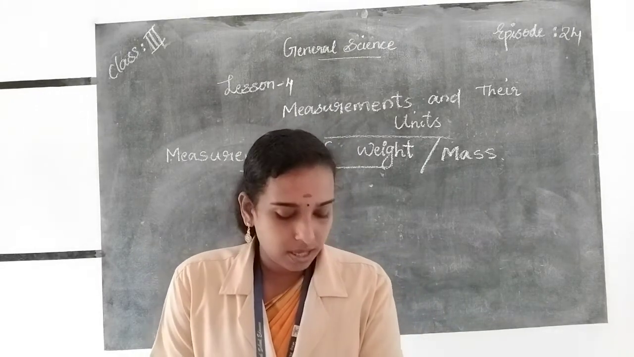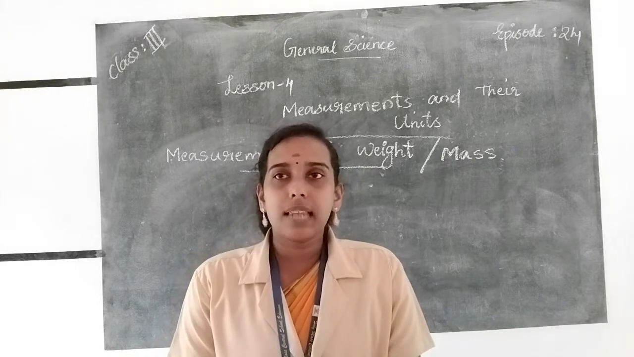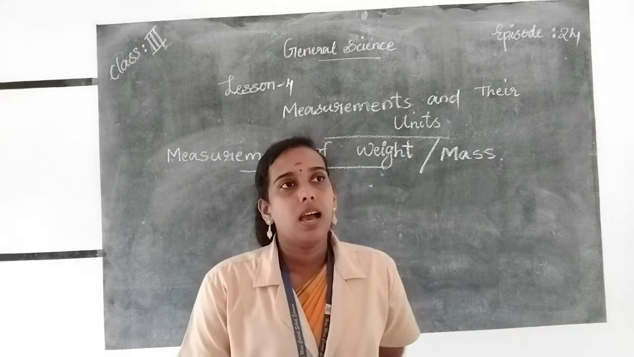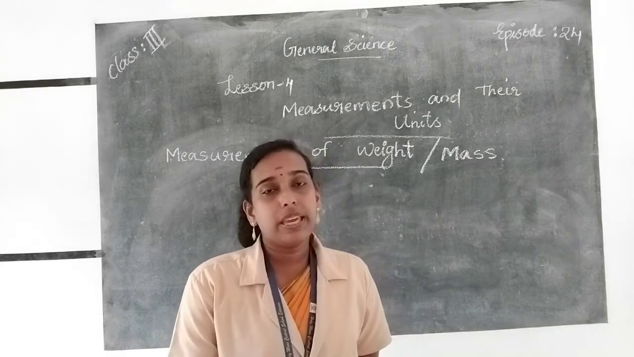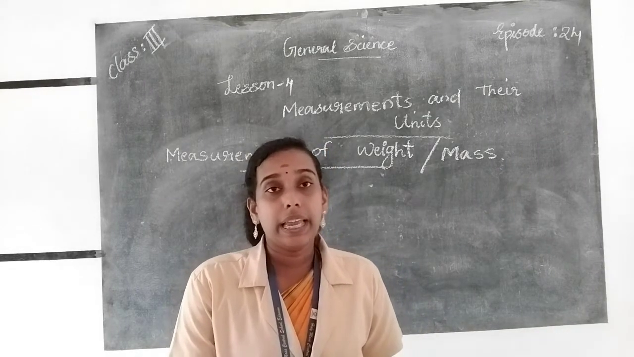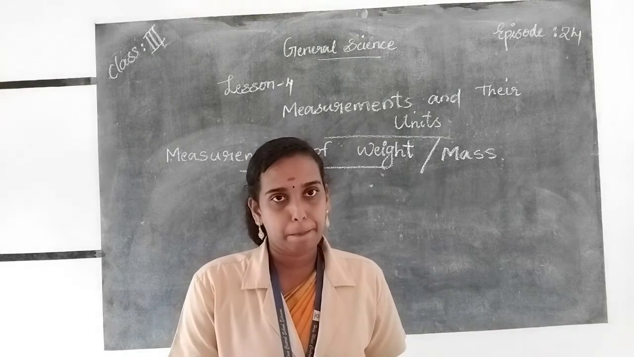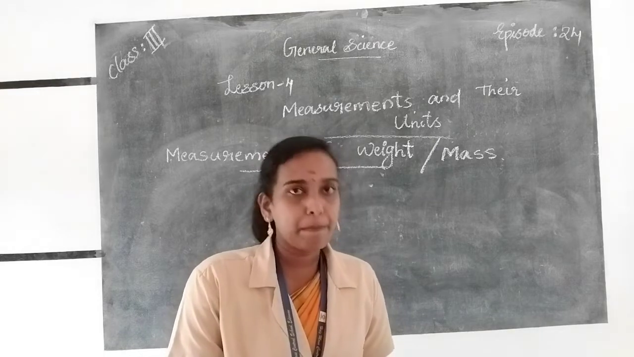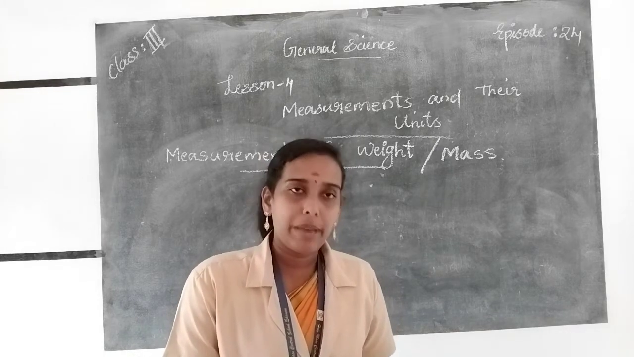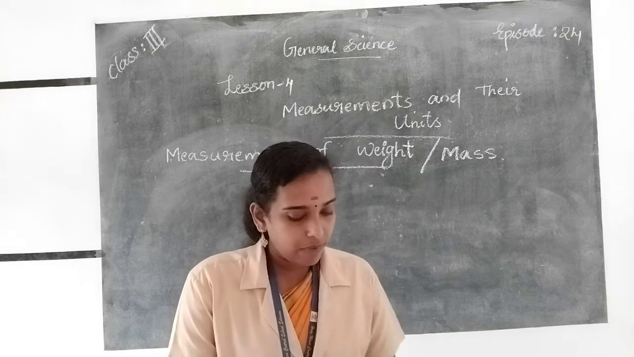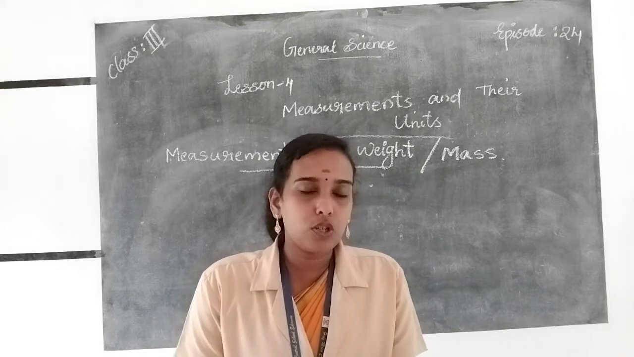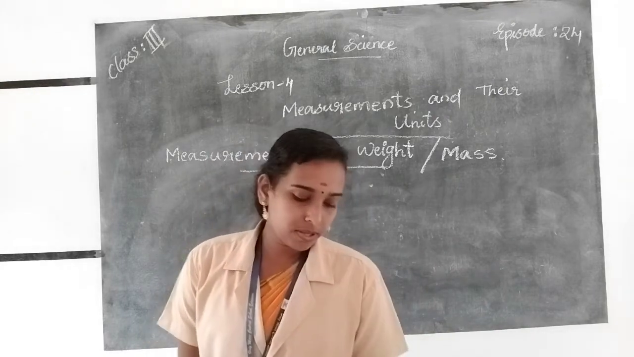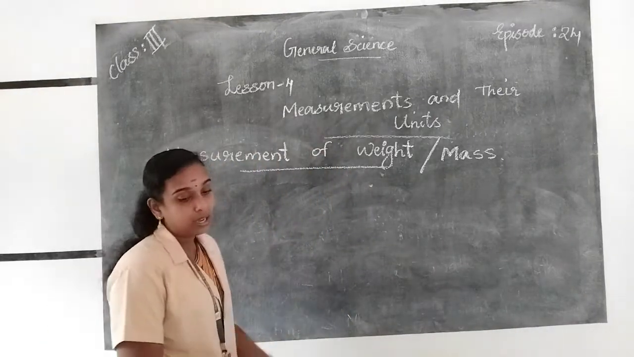And if we buy things like fruits and vegetables, rice, wheat, sugar, salt, etc., in terms of their weight or mass, the shopkeeper uses a weighing balance to measure their weight. So a weighing balance is used to measure the weight of articles. Which is the instrument used to measure weight? Weighing balance.